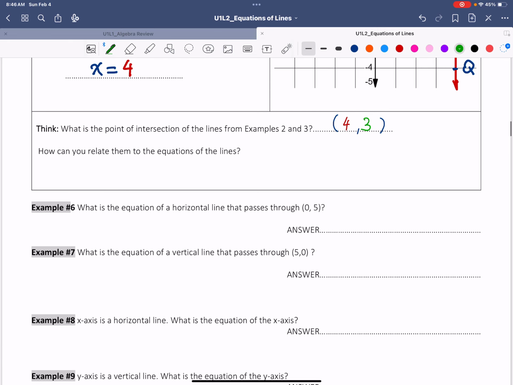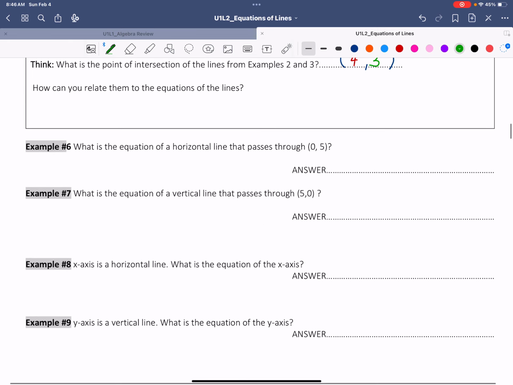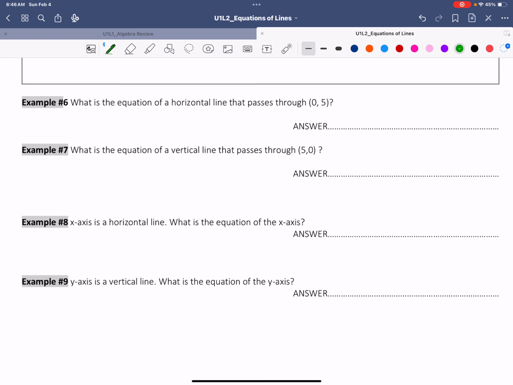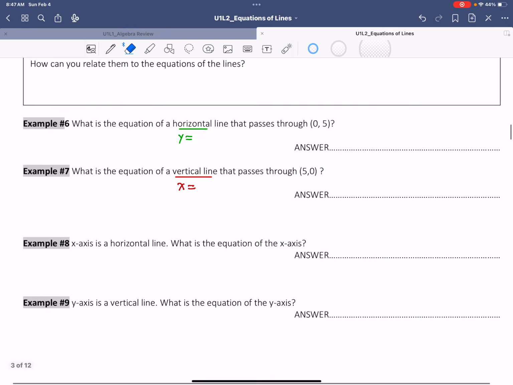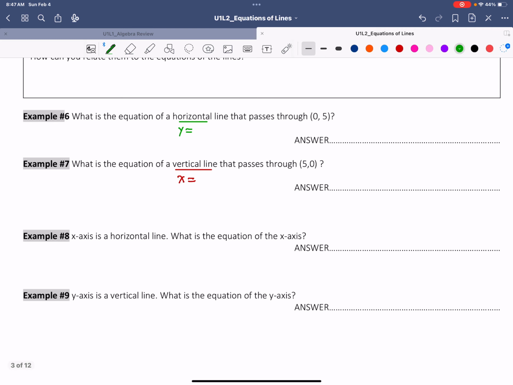Now we're going to take a look at some examples. So what is the equation of a horizontal line that passes through 0, 5? Whenever I see the word horizontal, I know that the equation will be y equals a number. Whenever I see the word vertical, it means that the equation will be x equals a number. So follow the examples we just did. Now, if the line is horizontal and it passes through the point with coordinates 0 and 5, it means that y equals 5. And that would be the equation of the horizontal line.